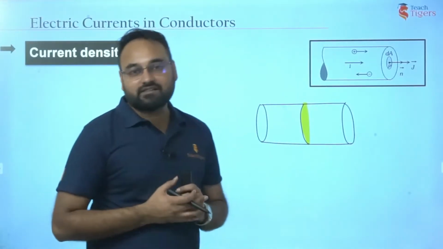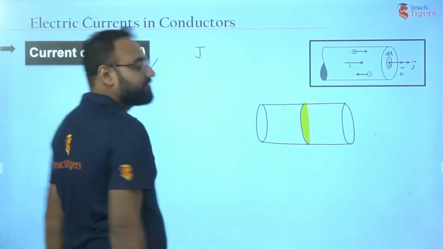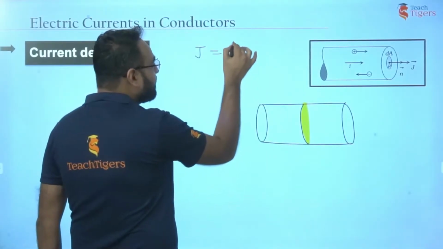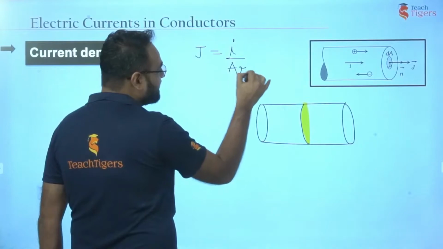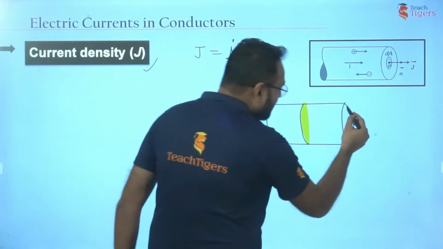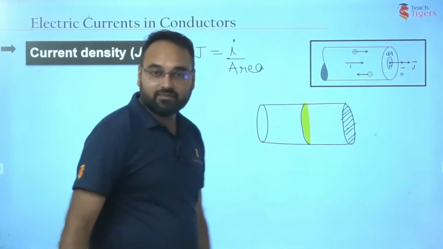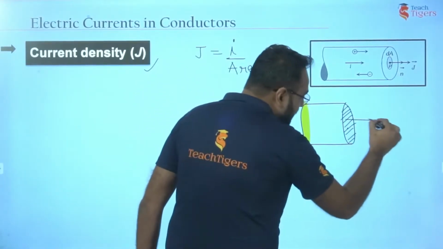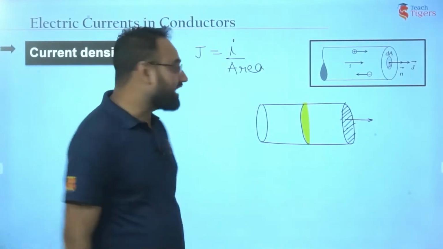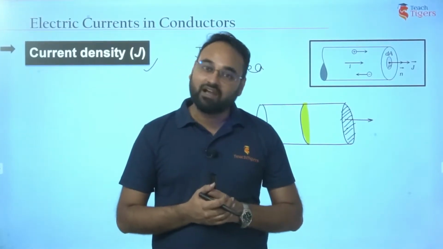Here we define current density. Current density is represented by J, and it means current per unit area. Which area? The cross-sectional area. It means the current per unit cross-section area. So if we consider this as my cross-section area, then the current through this cross-section area per unit area is basically my current density.